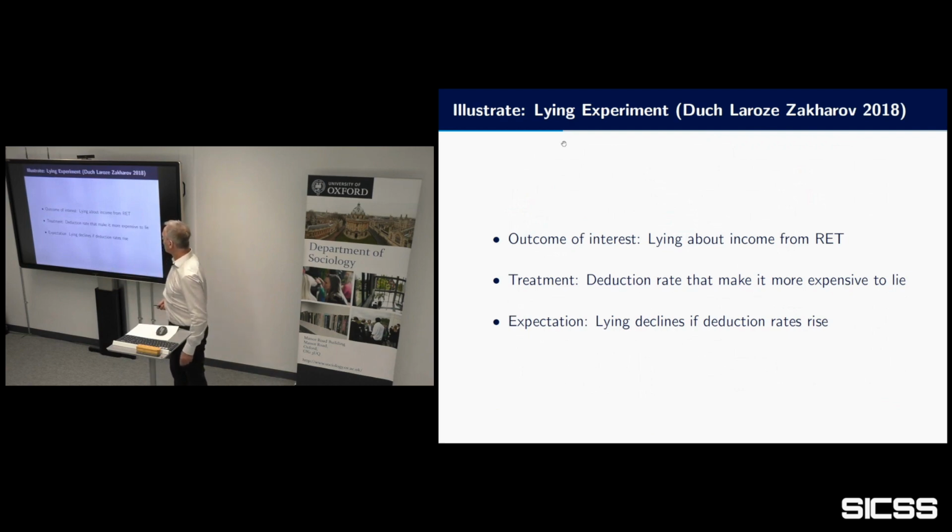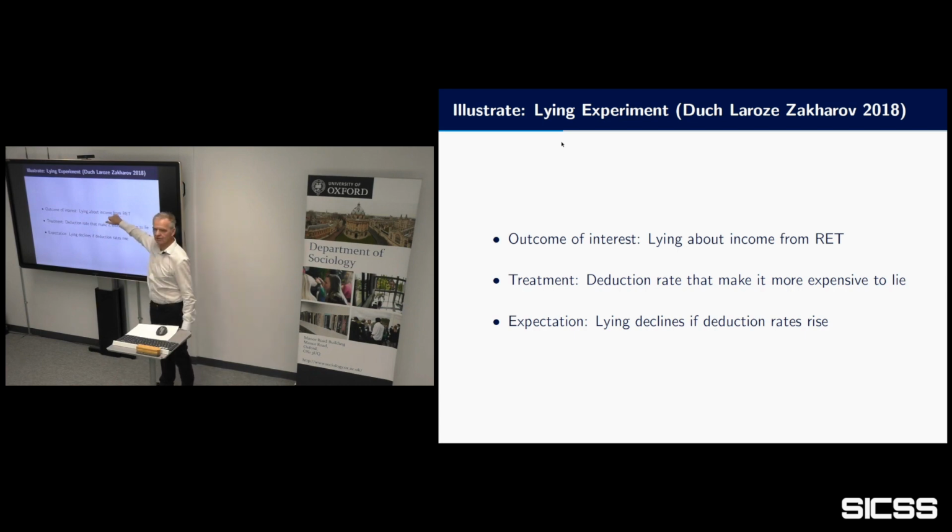Okay, so let me just illustrate this. This is an experiment that I've been doing with an economist in Russia and one of our postdocs in Santiago. And the experiment is just a lying experiment, and it's similar to a public goods game. People play this experiment, and are asked to do a real effort task, which involves adding some digits, and then they're asked to report their income. And they can lie about the income.